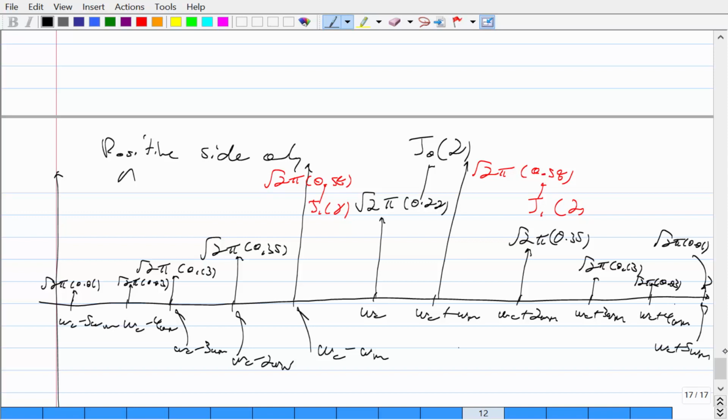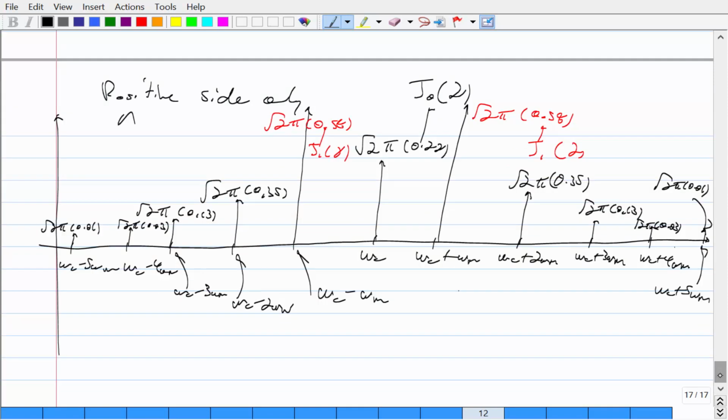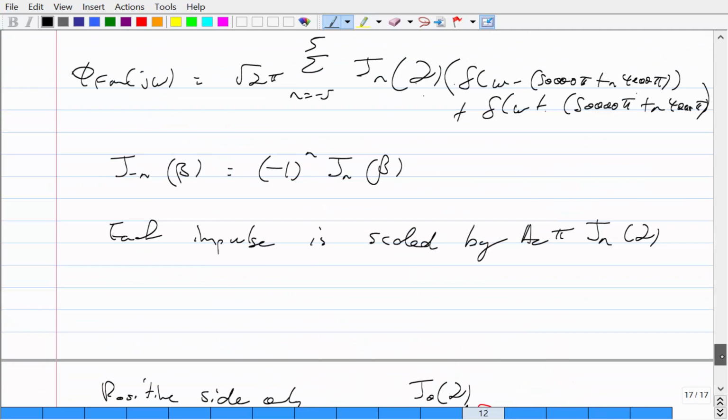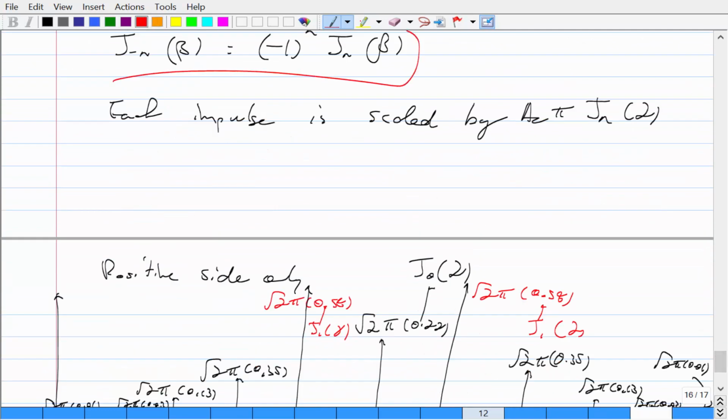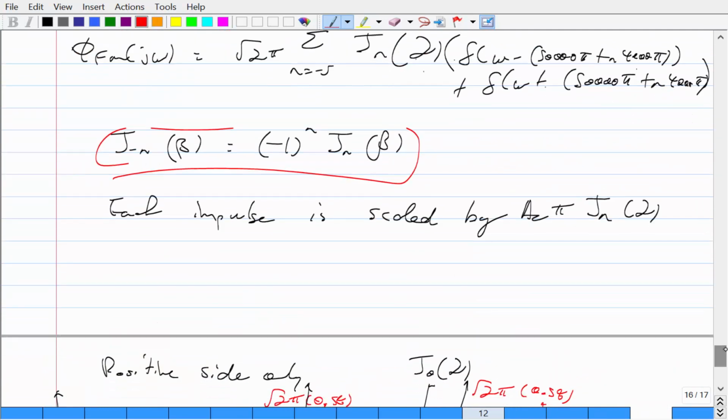I only had room to do the positive side, so kind of sucks, but it's okay. So this is what we have here. That's the spectrum of your single tone modulated wave for the positive side only. And this here would be with respect to omega. And then you just repeat the same thing on the negative side and make sure that you respect this relationship here.